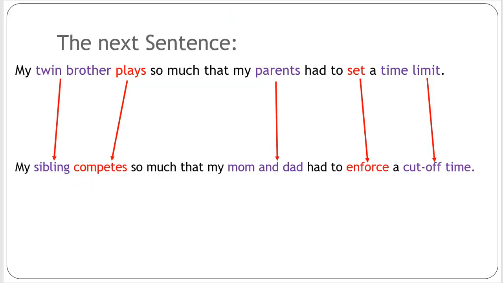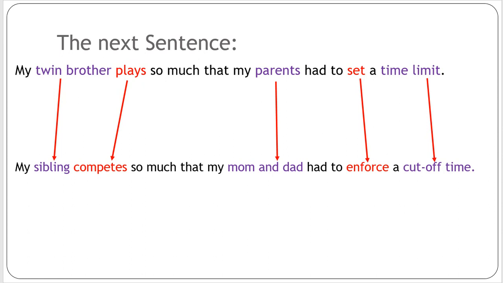In the next sentence, the sentence reads, "My twin brother plays so much that my parents had to set a time limit." Now, I won't be able to find a synonym for the words twin brother, but I know that a twin brother is my sibling, so I can just use that from the top of my head and replace twin brother with sibling. Now, plays is a little bit harder, so I would use a synonym to complete that and change it with the word competes.